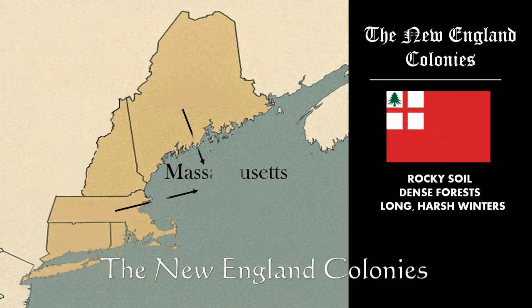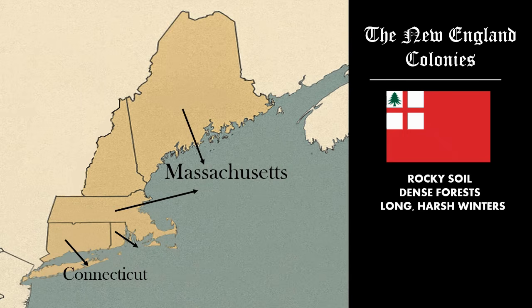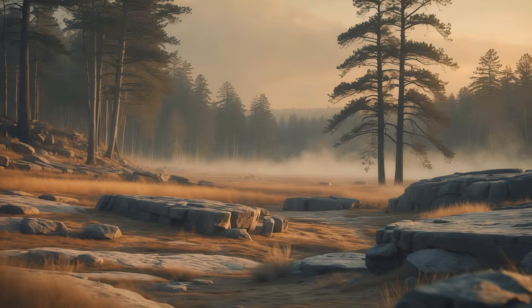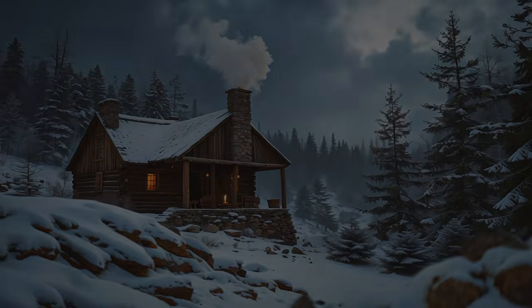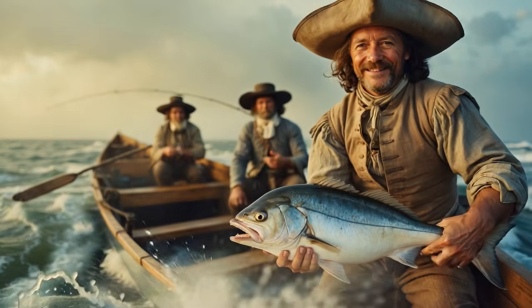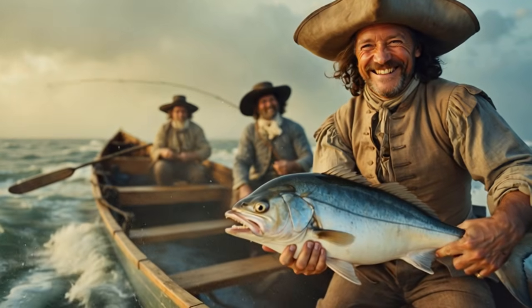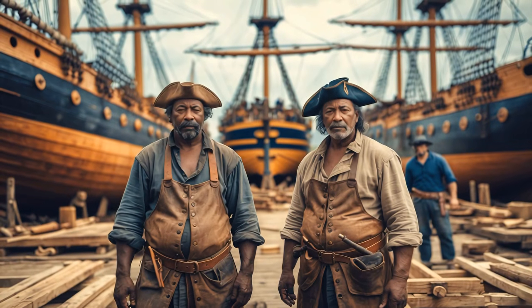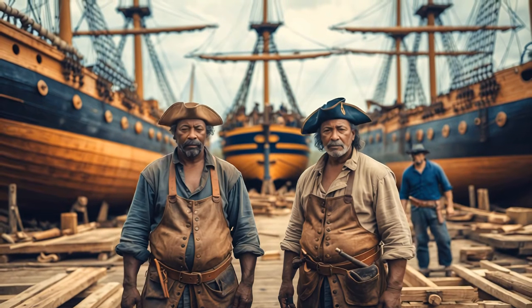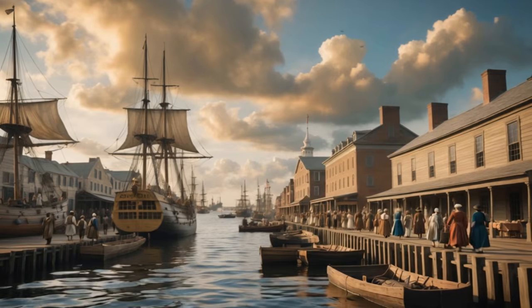Massachusetts, Connecticut, Rhode Island, and New Hampshire made up the New England colonies. The region was known for rocky soil, dense forests, and long, harsh winters. Farming was difficult, so colonists turned to other ways of making a living. Fishing, shipbuilding, and trade became the lifeblood for this region's economy. New England's harbors were among the busiest ports in all the colonies.